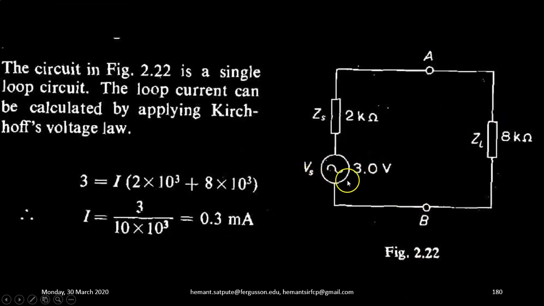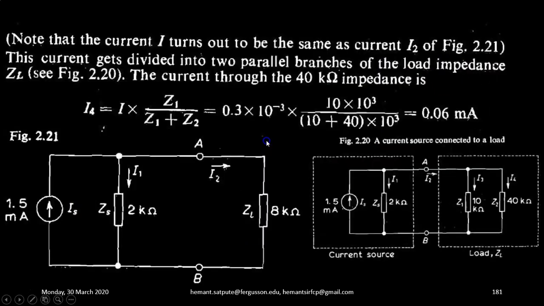So the effective circuit is an ideal voltage source of 3 volt connected in series with 2 kilo ohm, and this voltage source is now connected to an effective load of 8 kilo ohm. This circuit is a single loop circuit, so the loop current can be calculated by applying Kirchhoff's voltage law. So 3 volt is equal to the current flowing through it multiplied by the total resistance, and so total current will be equal to total voltage upon total resistance, that is 0.3 milliampere. So 0.3 milliampere is the total current. Now note that the current I turns out to be the same as I2 of figure 2.20.